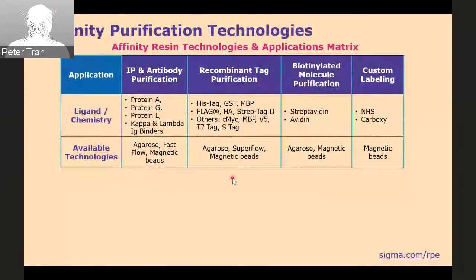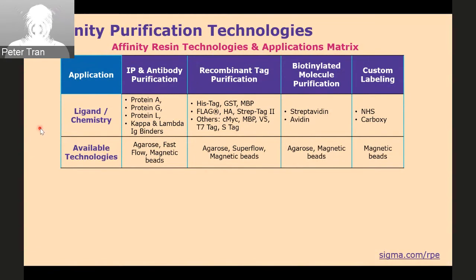And let's touch on the resin, affinity resins. There's different ligand chemistry depending on the application. If you want to do IP or antibody purification, you want to use protein A/G. If you want to do recombinant protein purification, there are some common tags you can use. For biotinylated molecule purification, you want to use streptavidin or avidin as a ligand. And if you want to label the protein, you can use NHS chemistry or other coupling chemistry. And there's some technology available for each ligand.